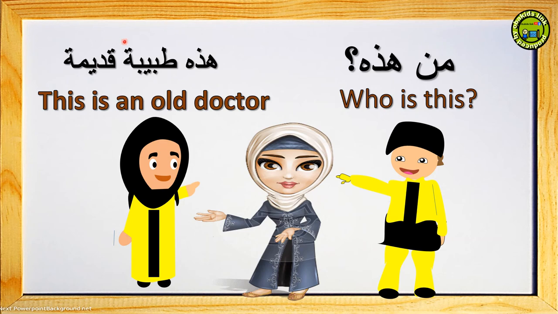But in the previous example, it had only one predicate, while this time it has 2 predicates instead of 1, because in the question it said man hazihi, and it's asking about who this person is. And the reply to it is hazihi tabibatun qadimatun. So you must say who that person is. The person happens to be tabibatun qadimatun, or an old doctor.